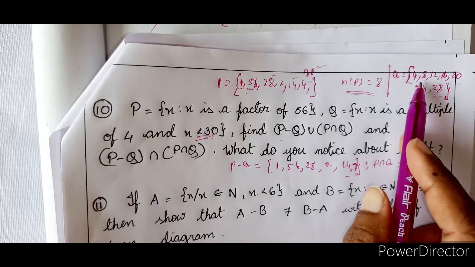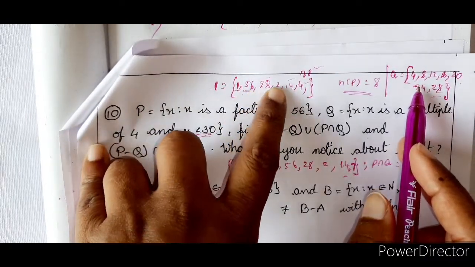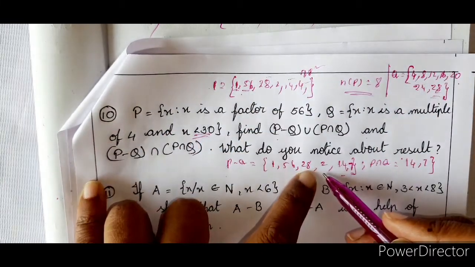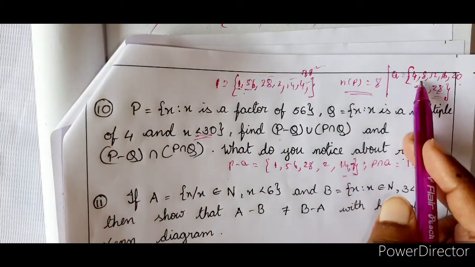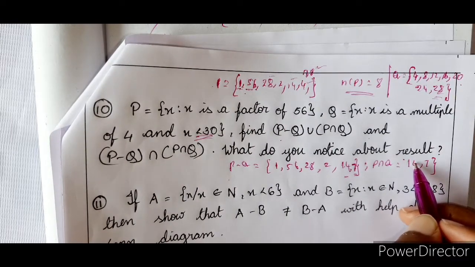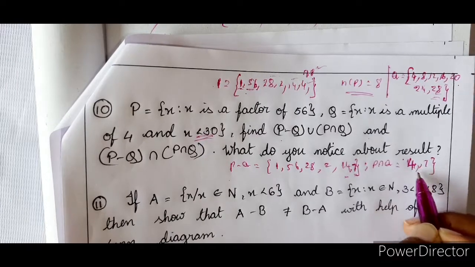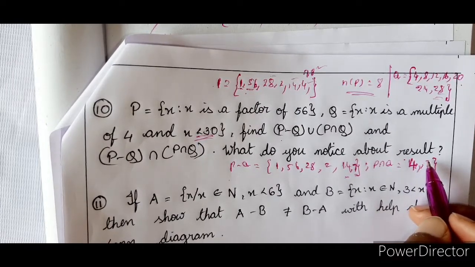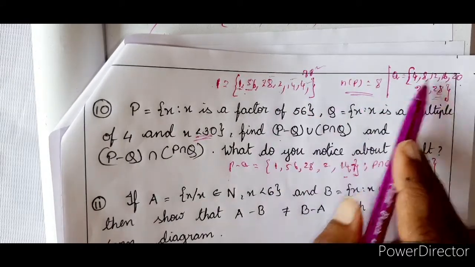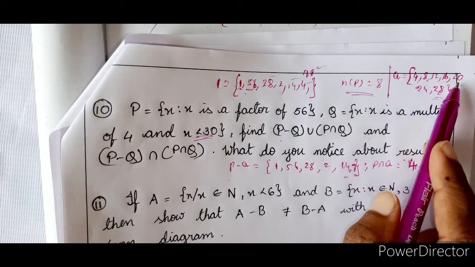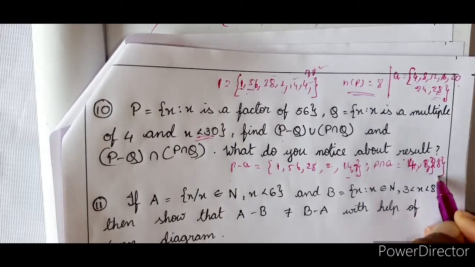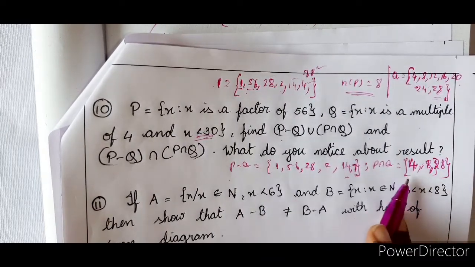What are common? Whatever we deducted from here, those are common. 7 is not common. 8 is common. 4 is common. 2 is not there. So I'll write first element as 4. Then comes 8. Do we have 12 here? No. 14 here, but here it is not there. Then 28. So this is intersection.